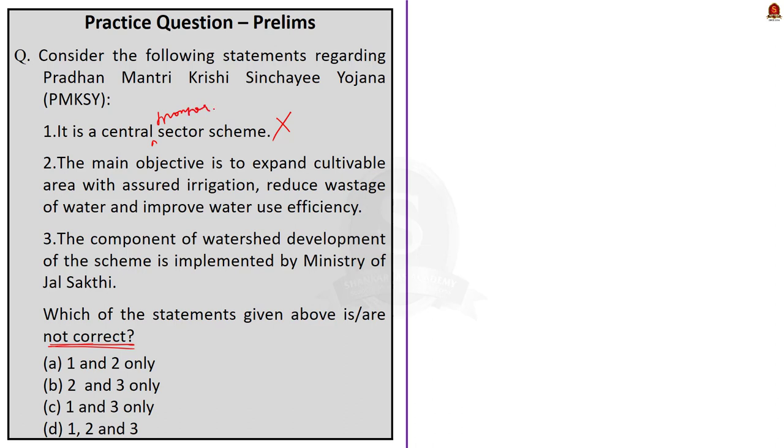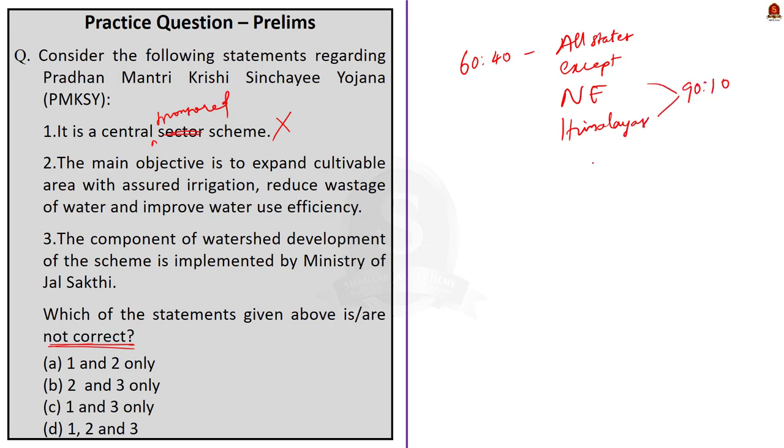Here the pattern of assistance will be met by both central and state governments in the ratio 60:40 for all states except the northeastern and Himalayan states. In the case of both these states, the ratio of sharing is 90:10. For the union territories, funding pattern is 100% by the central government. Statement 1 is incorrect.